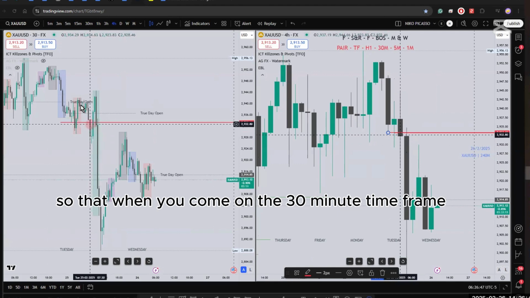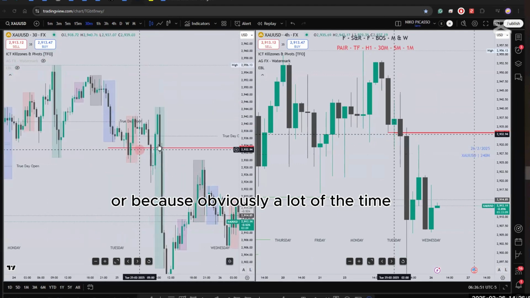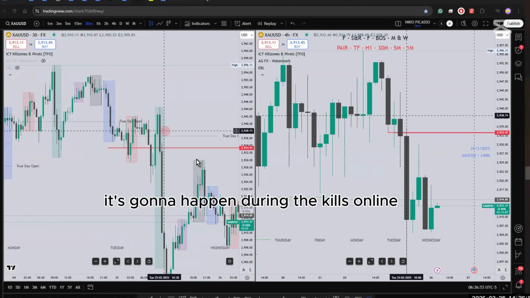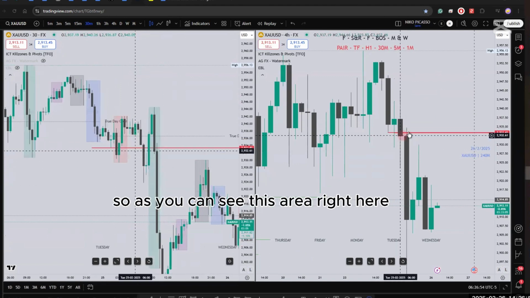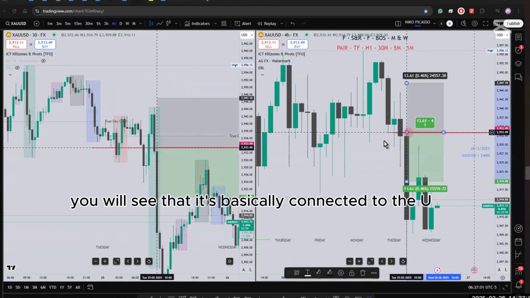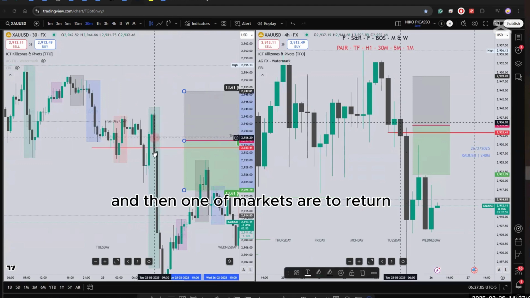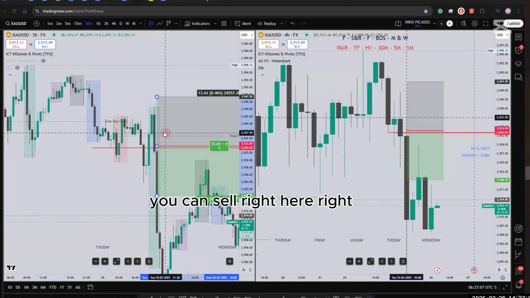so that when you come on the 30-minute time frame, then you would wait for the New York session, because obviously a lot of the time it's going to happen during the kill zone, right? So as you can see, this area right here, so if I put entry positioning right here, you will see that it's basically connected to the US session. So as you can see, the market went above, and then when the market starts to return, you can sell right here, right?